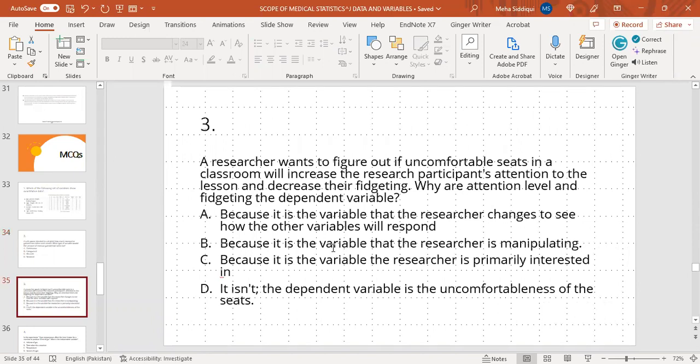MCQ number 3. A researcher wants to figure out if uncomfortable seats in a classroom will increase the research participants' attention to the lesson and decrease their fidgeting. Why are attention level and fidgeting the dependent variable? A, because it is the variable that the researcher changes to see how the other variables will respond. B, because it is the variable that the researcher is manipulating. C, because it is the variable the researcher is primarily interested in. D, because it is not the dependent variable; the dependent variable is the uncomfortableness of the seats.